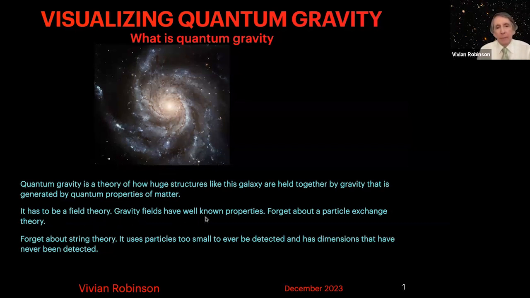Gravity fields have very well-known properties. And forget about particle exchange theories. I mean, in our solar system alone, we have over 10 to the 57 nucleons. Each of those is supposed to swap gravitons or something and attract each other, and then interact with electrons and photons in the same manner to get the same gravity attraction. Forget it. It's just not going to happen.